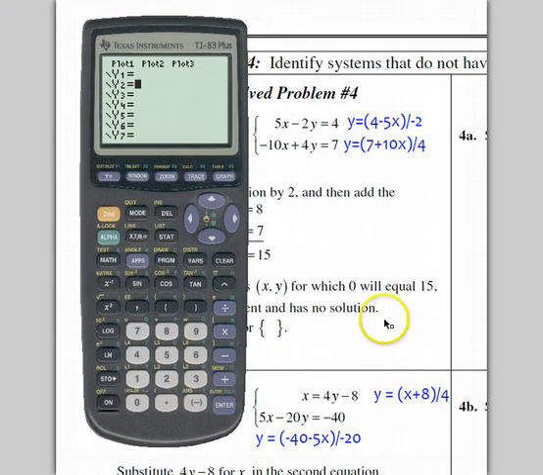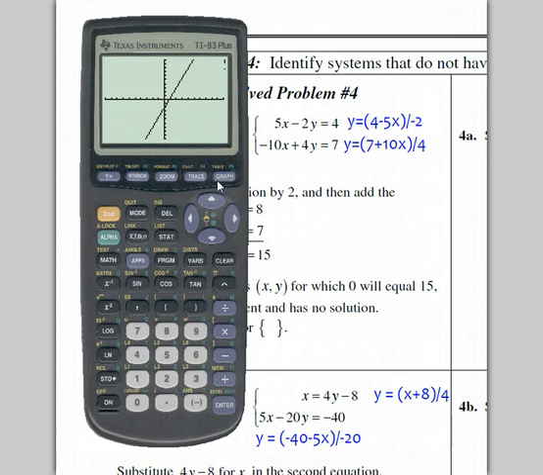So if I solve this system of equations here, again, I need to make sure y is by itself. The first one is (4 minus 5x) divided by negative 2. And the other one is (7 plus 10x) divided by 4, and graph it. That's my first line. That's my second line. When I look at the lines, they are parallel, so they will not have a point of intersection.